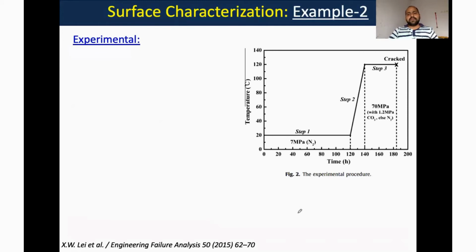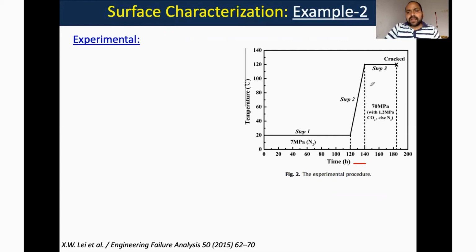So what was the experiment? We can understand the experiment from this plot. In the x-axis we have time. They did the measurement for almost 190 hours, and the temperature was varying from 20 to 120. In the first step, they applied 7 MPa pressure of nitrogen at 20 degrees Celsius for 120 hours. Then there is a transition in temperature from 20 to 120 degrees within almost 20 hours.